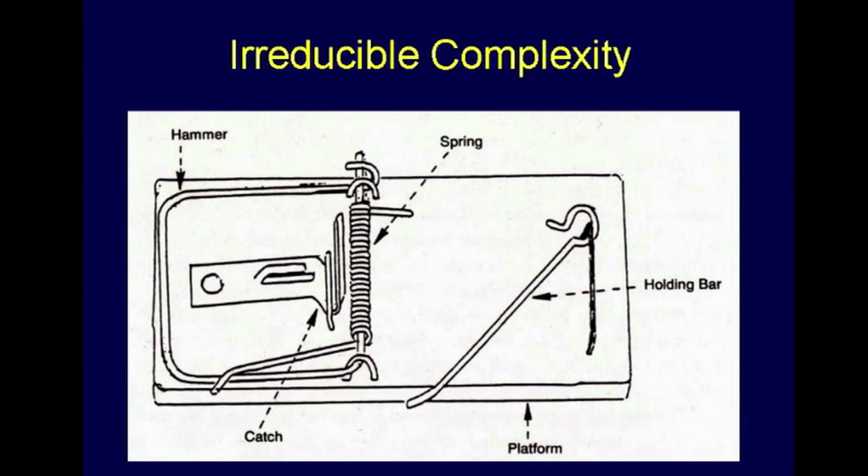The issue is not when did life begin. The question is where did the information come from? Information doesn't come from randomness. They're opposites to each other. And so there's a concept of irreducible complexity that Michael Behe has introduced that we want to understand.